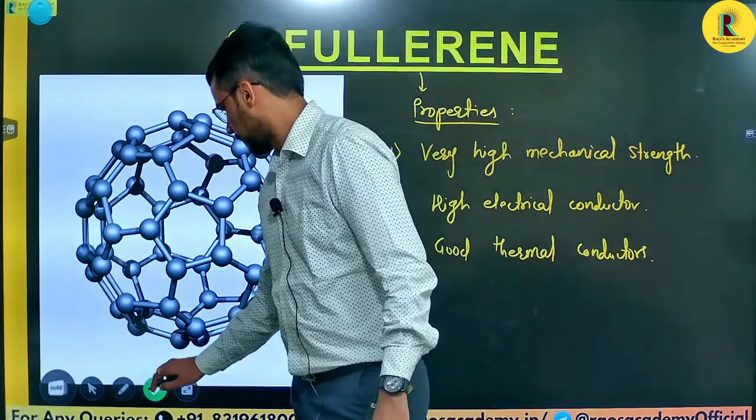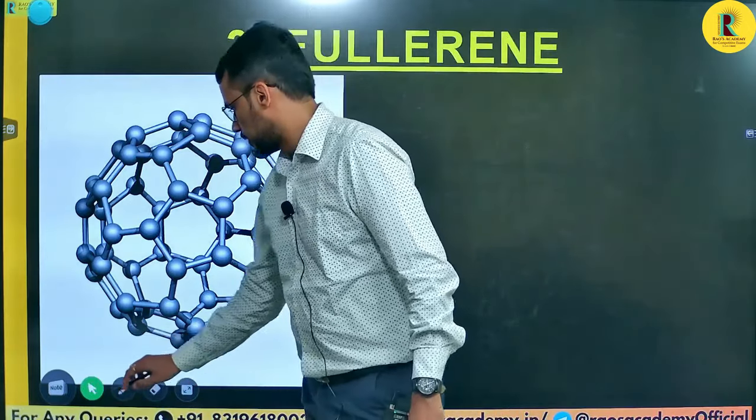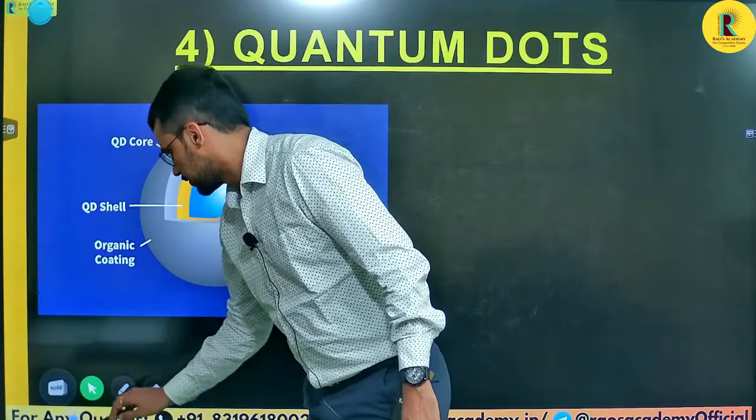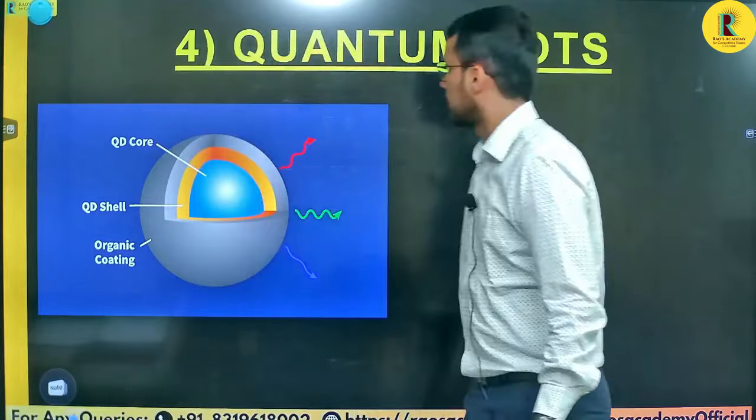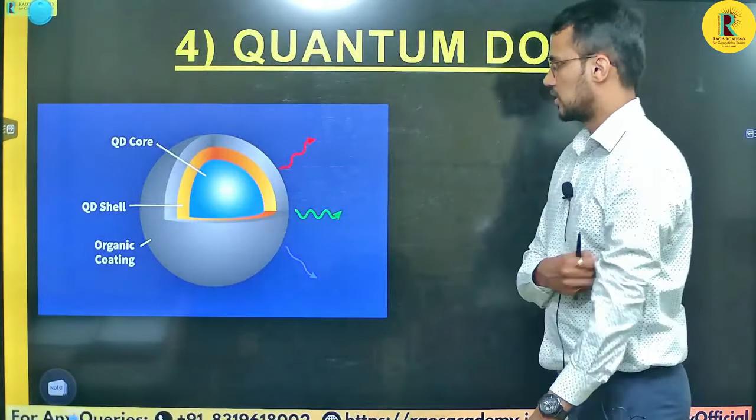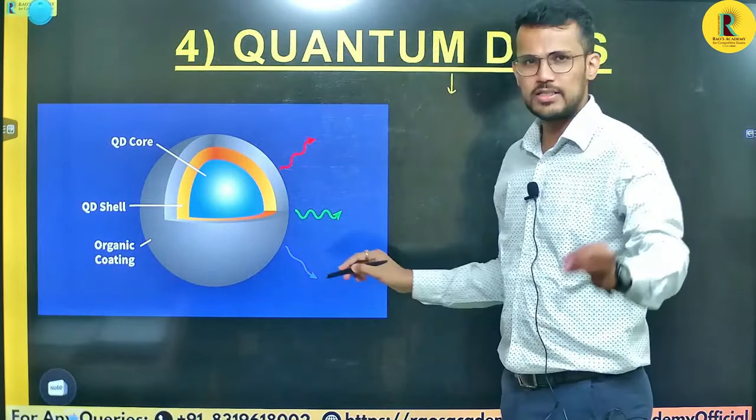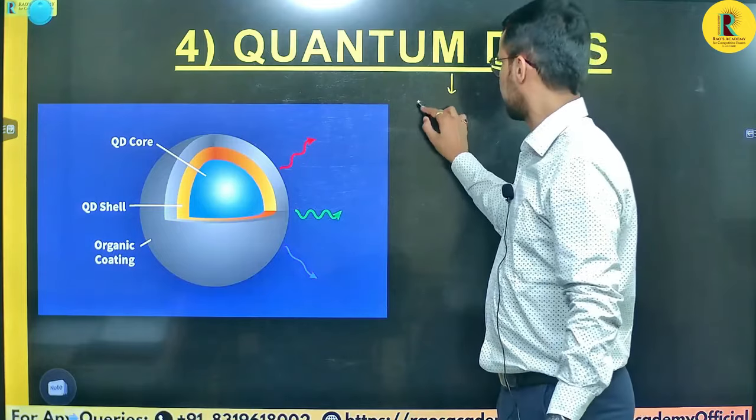Next is quantum dots. So what are quantum dots? These are semiconductor crystals.